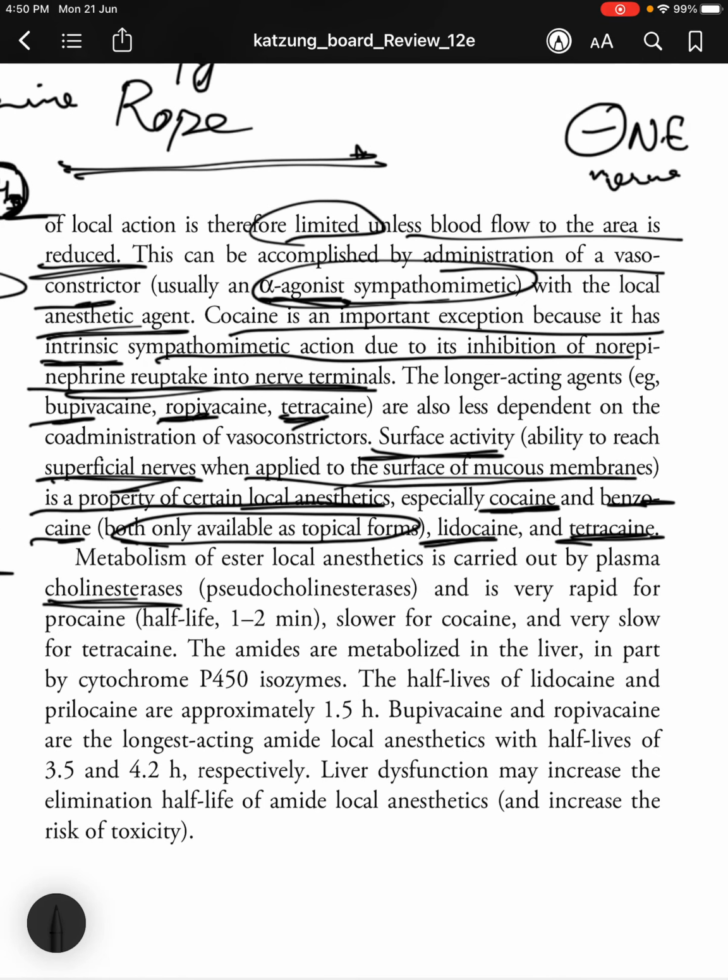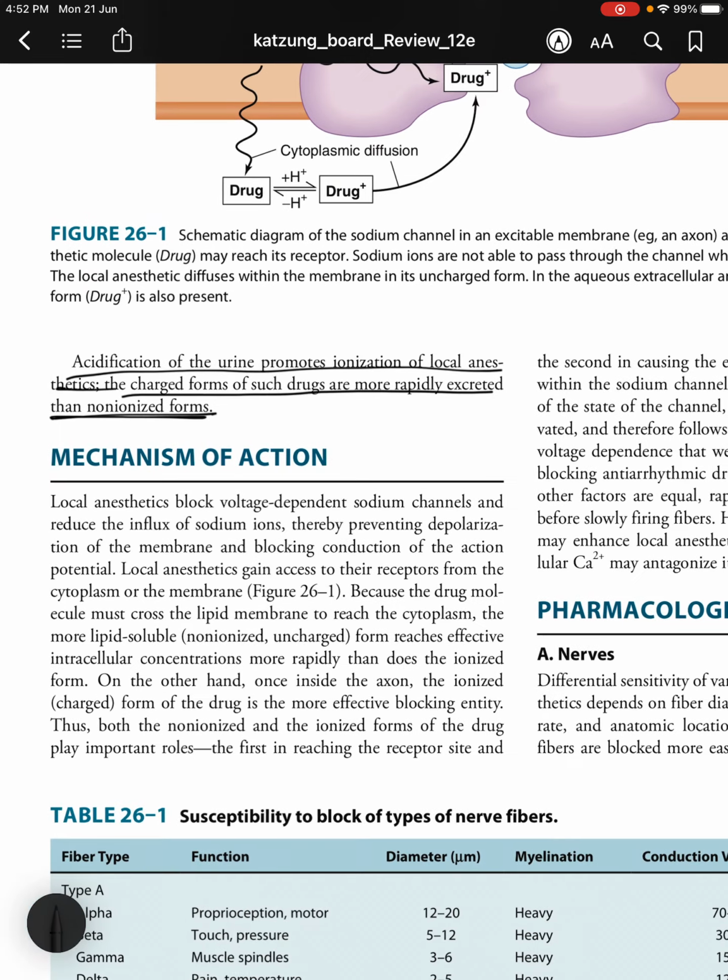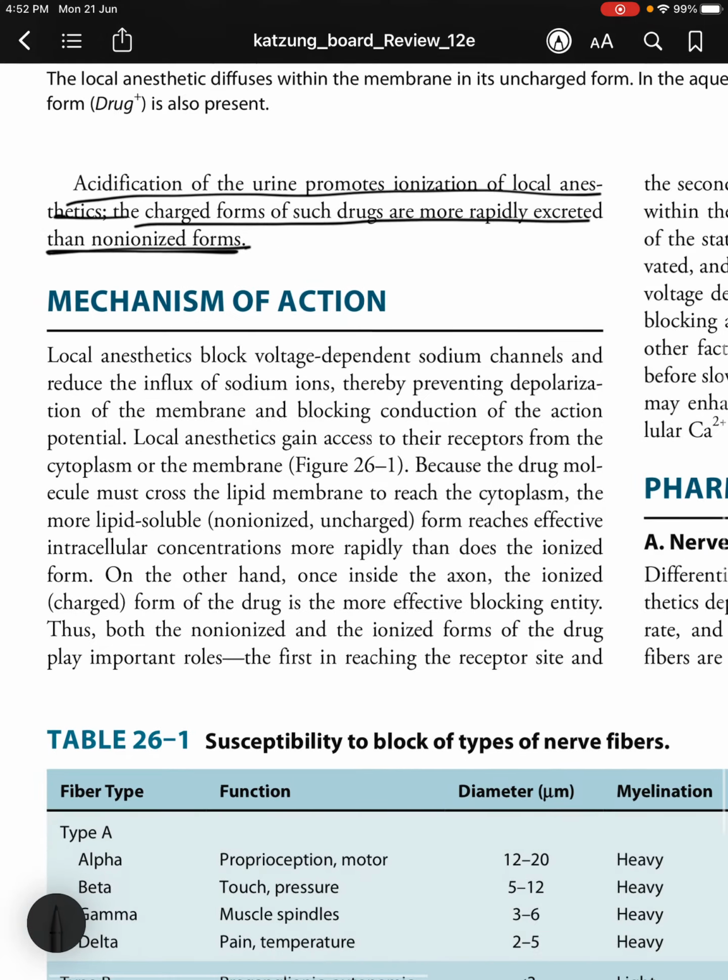Liver dysfunction may increase the elimination half-life of amide local anesthetics and increase the risk of toxicity. So, acidification of the urine promotes ionization of local anesthetics. The charged forms of such drugs are more rapidly excreted than non-ionized forms because most local anesthetics are weak bases. So, acidification of the urine promotes their ionization and hence excretion.